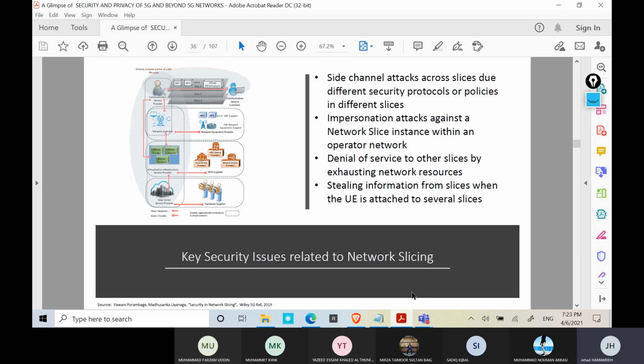Attacks related to network slicing: we have side channel attacks across slices due to different security protocols or policies in different slices. We have impersonation attacks against a network slice instance within an operator network. Denial of service to other slices by exhausting network resources. It's a well known attack, happening to all the layers with all the technologies. Even with the OSI layers, we said that denial of service happens at all the layers. It's the same here. And last, stealing information from slices when the user equipment is attached to several slices.